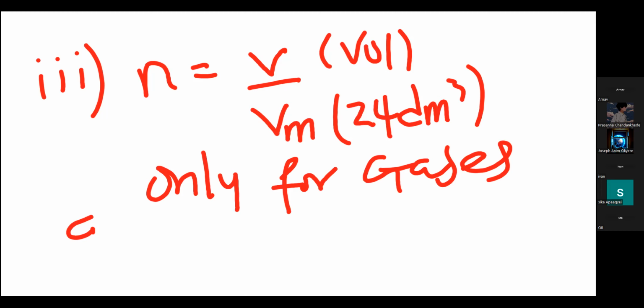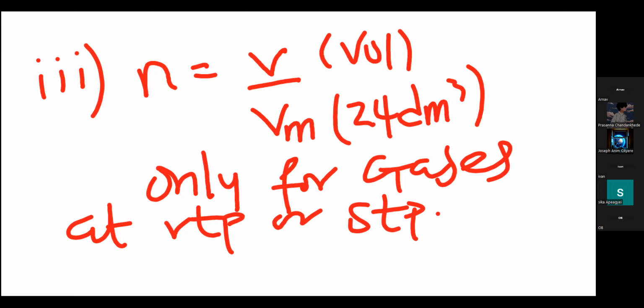Okay. At RTP or STP, that is only for gases. So if you see sodium hydroxide, leave sodium hydroxide alone. Don't use this formula for sodium hydroxide. It's not a gas. If they tell you that they ionize it and it's in a gaseous state, hallelujah, that one's fine. If not, only for gases at RTP or STP. The only thing you need in this formula is the volume, because Vm is 24 dm cube. So know how to use this formula.